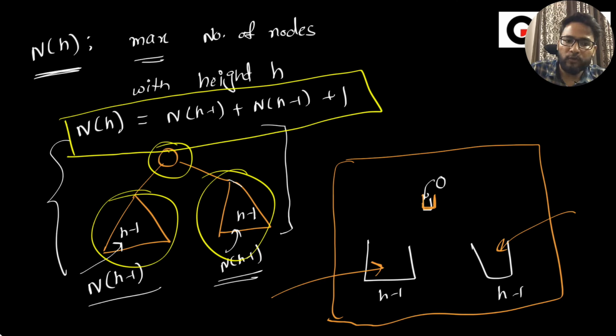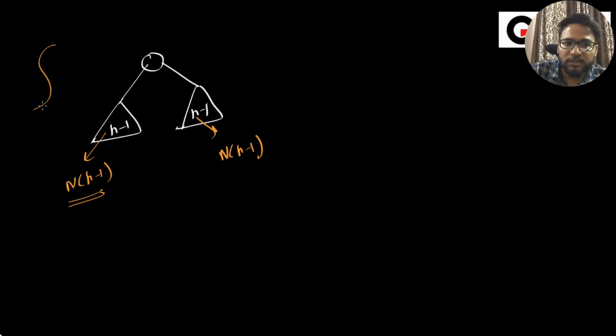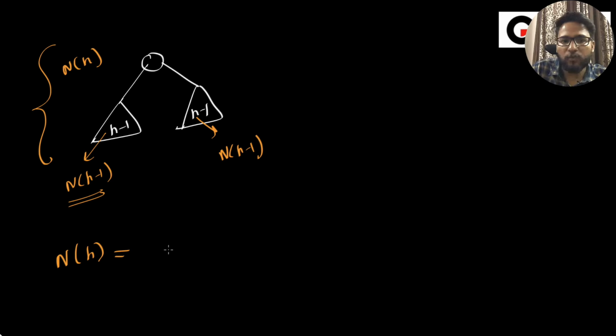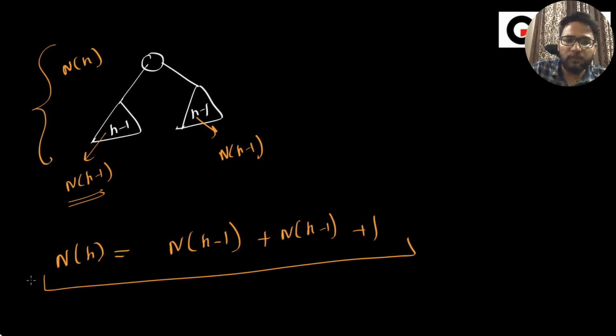Let me again explain. N_h is the maximum number of nodes with height h, and these two subtrees have height h-1. So I can say these will have N_(h-1) and N_(h-1) nodes, because I want the maximum here and here also, and the total has N_h nodes. Now you have the recursive formula, which says N_h = N_(h-1) + N_(h-1) + 1, where N_h is the maximum number of nodes of height h.